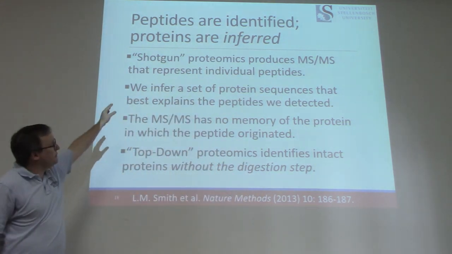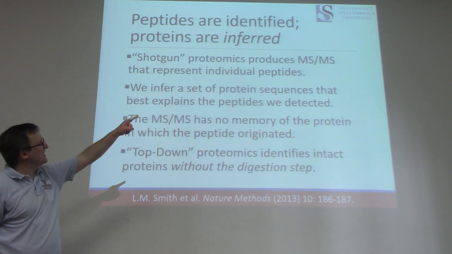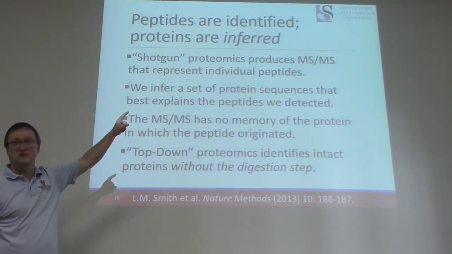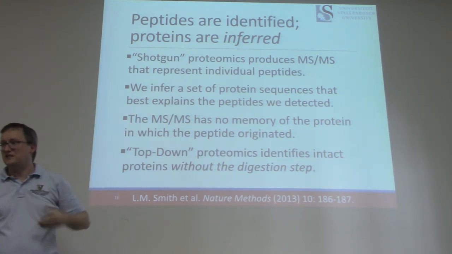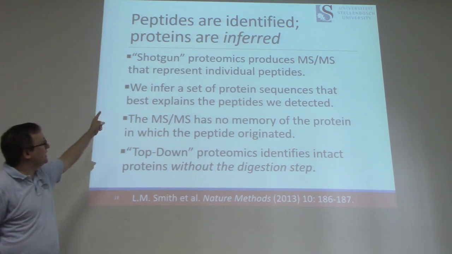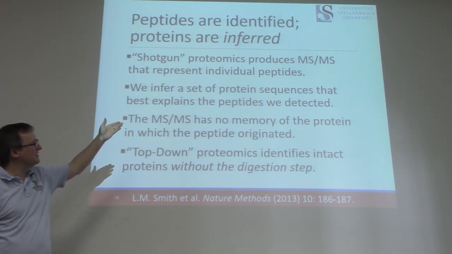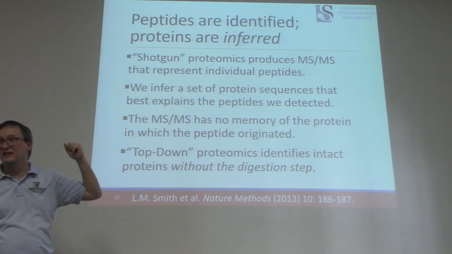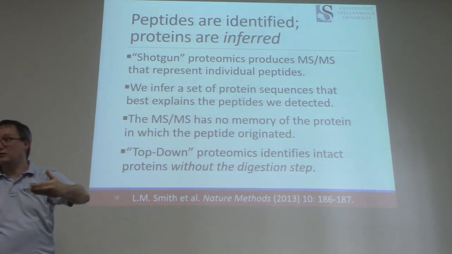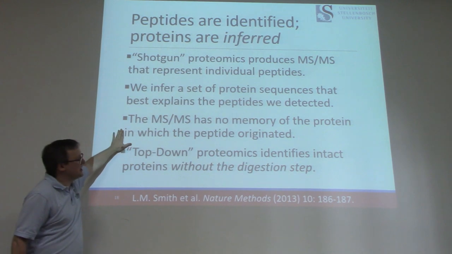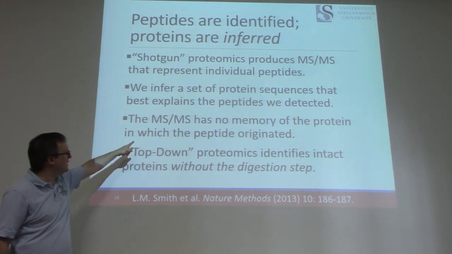So shotgun proteomics produces tandem mass spectra that represent the fragments of separated peptides, of isolated peptides. We infer a set of protein sequences that best explains the peptides that we've detected. This is inferential. The MSMS has no memory of the protein that it comes from.